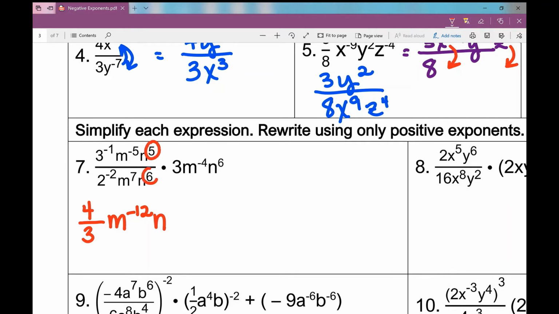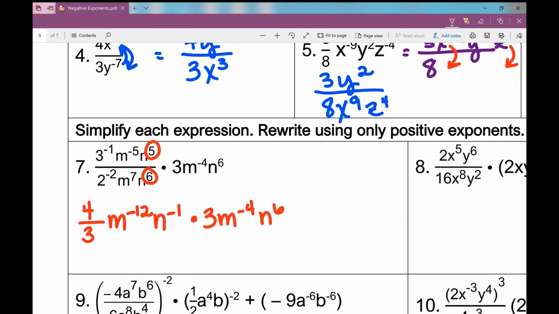right? Top one minus the bottom one. What's 5 minus 6? Negative 1. Now we're going to multiply this times 3 times m to the power of negative 4, n to the power of 6. And let me rewrite that negative 4 so we make sure we know what number we're looking at. And now we're multiplying. What do I use when I'm multiplying? I use the product rule.